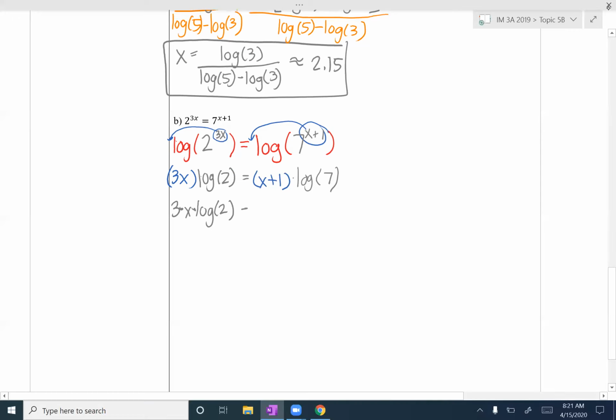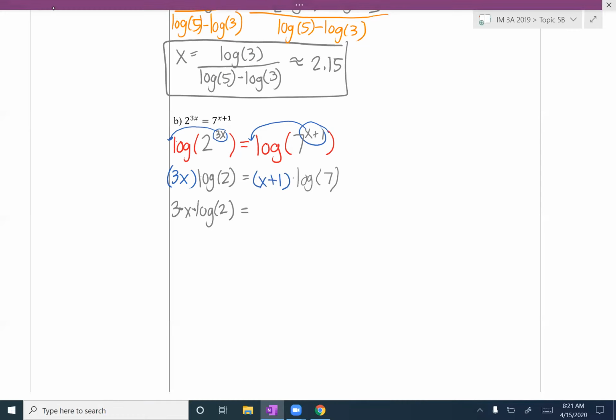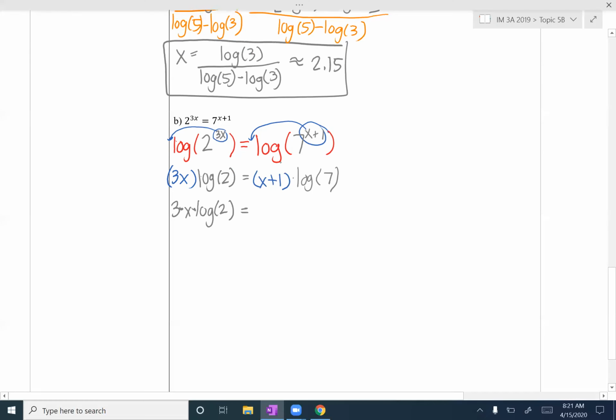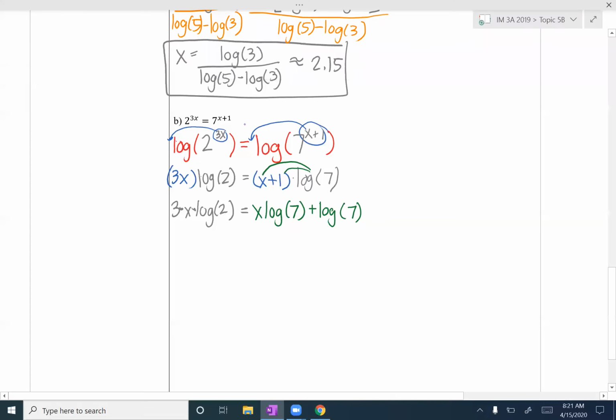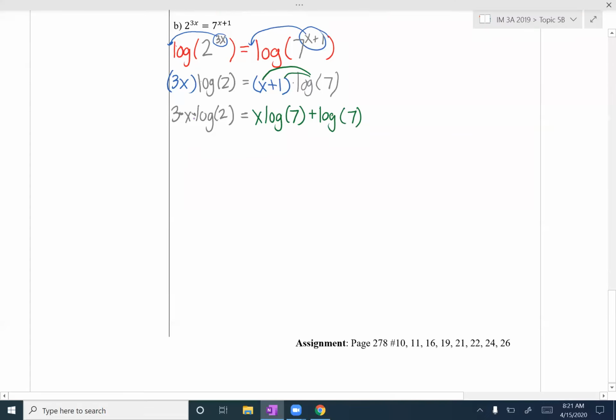And so that's equal to, we're going to distribute log 7 into x plus 1. So we're going to do x times log of 7 plus log of 7. So from there, we have 2 logs on one side. One of them has an x, the other one doesn't. On the left side, we have a log multiplied by an x. So we want to move the log with the x over with the other one. So I'm going to subtract x log of 7 from both sides.